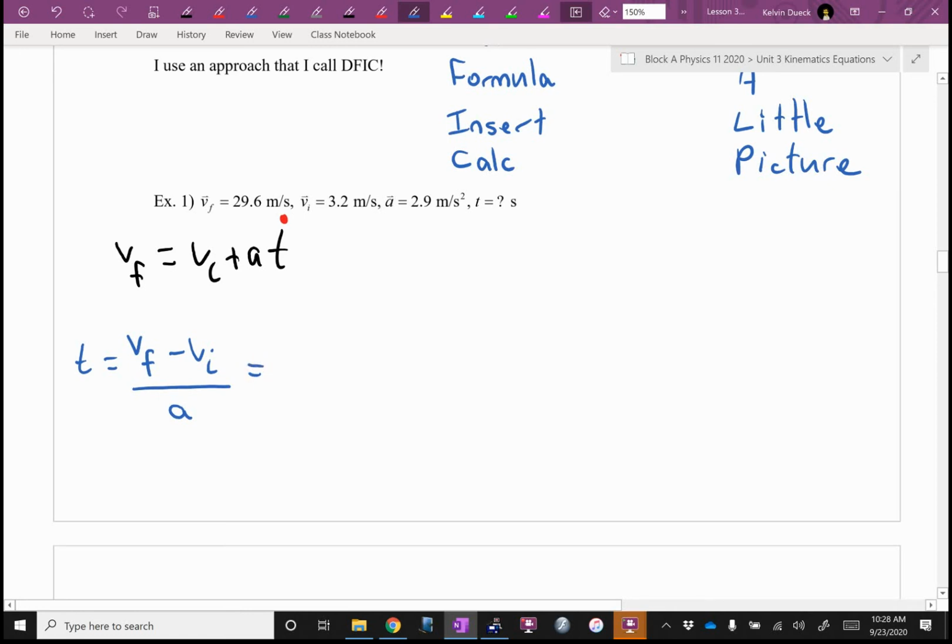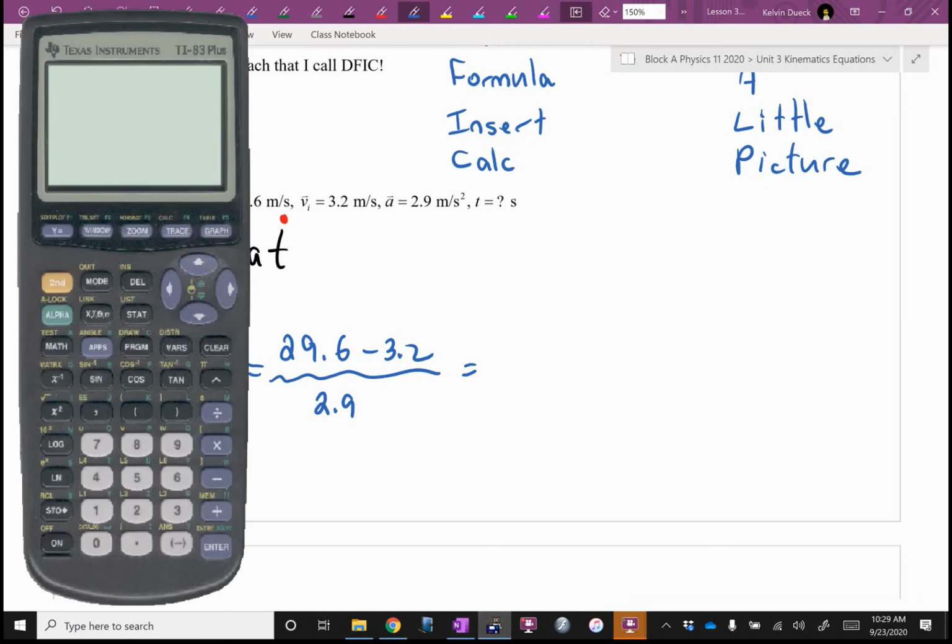Now, Aiden, I go to numbers. What's VF? VF is 29.6. Minus, what's VI? 3.2. All over. What's A? Everybody get out your calculators. If you have the fancy schmancy fraction button, use that. Otherwise, is there more than one thing on the top? Brackets around the top. Is there more than one thing on the bottom? Don't need brackets around the bottom.